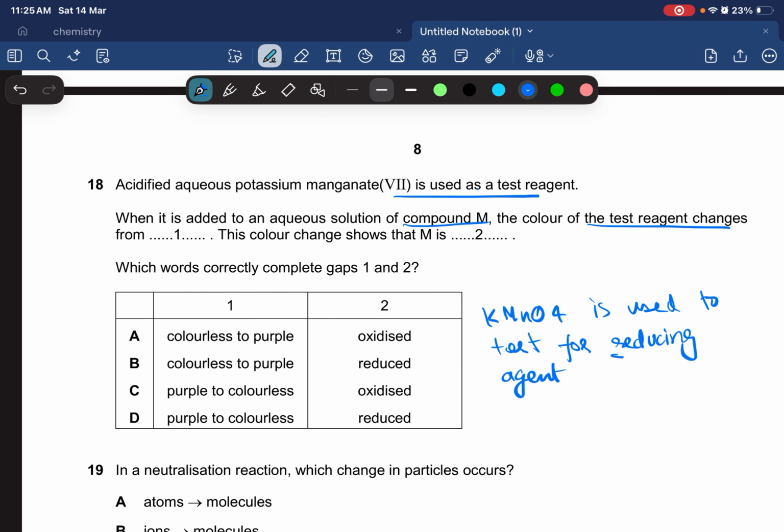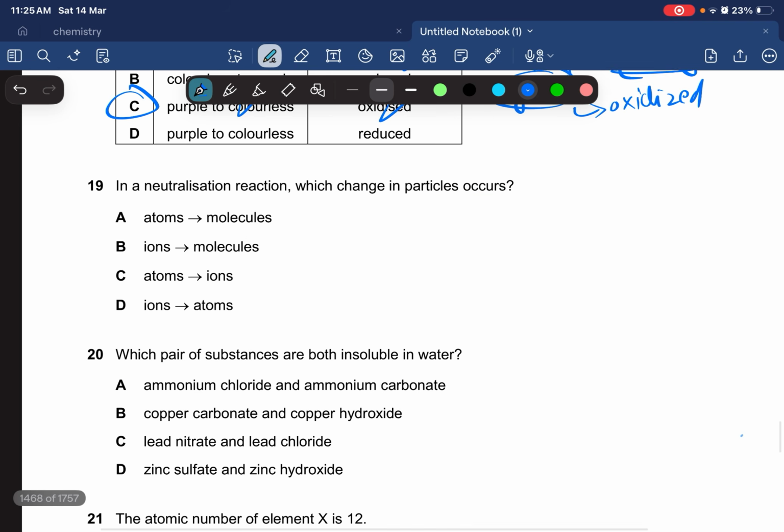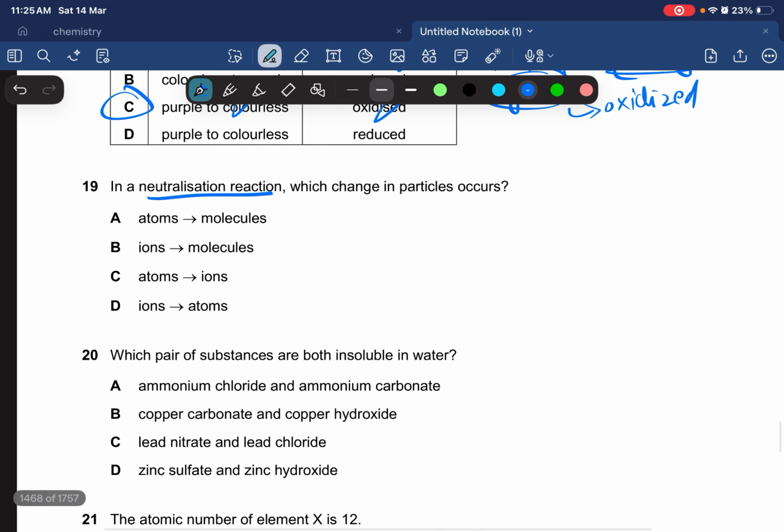So what is a reducing agent? A reducing agent is a species that itself gets oxidized. So M is going to be oxidized, and the color changes from purple to colorless. Hope that makes sense, right? Because potassium iodide is used to test for oxidizing agents, and KMnO4 is used to test for reducing agents. In a neutralization reaction, which change in the particles occurs?